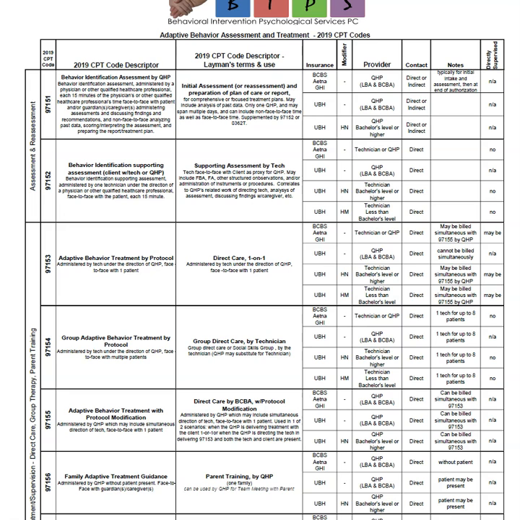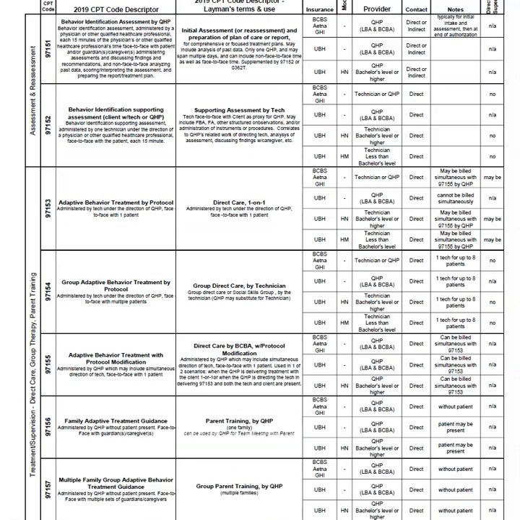Let's take a quick look at some of the other codes that relate to supervisors or QHPs. We have 97151, which is your assessment. This is done as the initial assessment, the initial intake, or when you're doing a reassessment at the end of an authorization period. This can be done direct or indirect, and the details are indicated in the CPT Code descriptor column. 97152 can also be done by the QHP, but also could be done by the technician if directed by the QHP, and that's supports for providing an assessment.